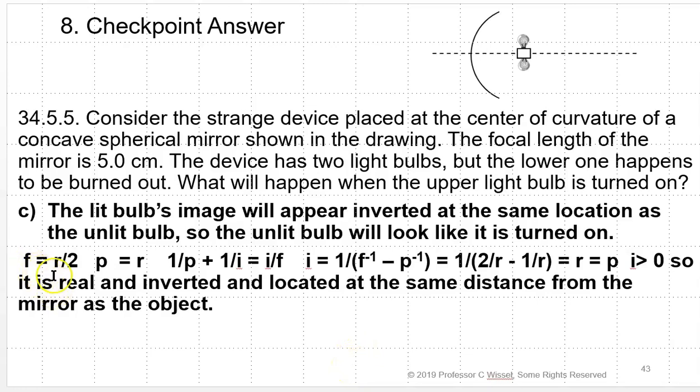Okay, so F is R over 2 and P equals R, because they told us it would be put at the center of curvature. So 1 over P plus 1 over I will equal 1 over F. So I will equal 1 divided by the inverse of F minus the inverse of P. And we can rewrite that as 1 divided by the quantity 2 over R minus 1 over R. I is greater than 0, so it's going to be real, inverted, and located at the same distance from the mirror as the object.